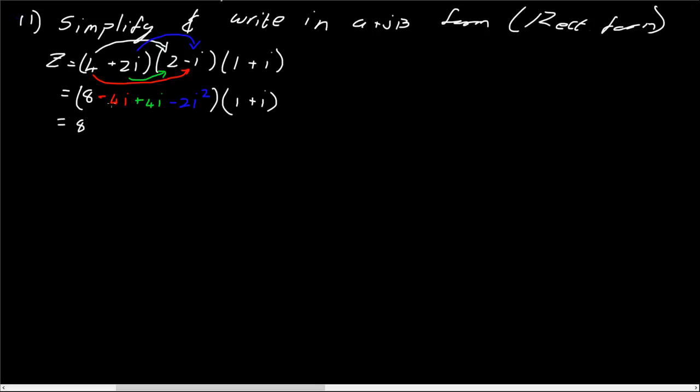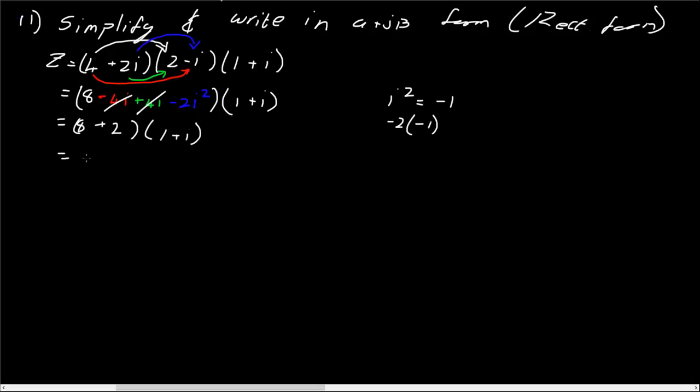So let's simplify this first bracket a little bit. That is equal to 8 minus 4i plus 4i cancels. That's nice. And then minus 2i squared. We know that i squared is equal to minus 1. So this is effectively minus 2 times minus 1, which is equal to 2. So that is just plus 2. Let me just check my multiplication here. We've got 8 minus 4i plus 4i. Yeah, that's correct. Okay. So now we've got 8 plus 2 and our last bracket 1 plus i.